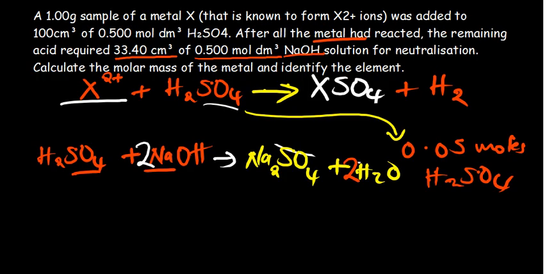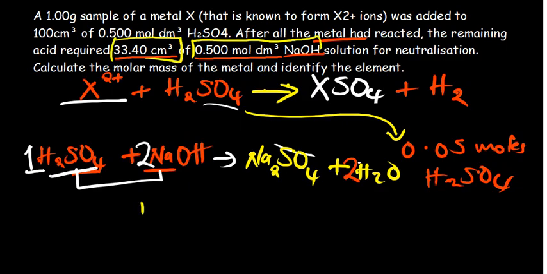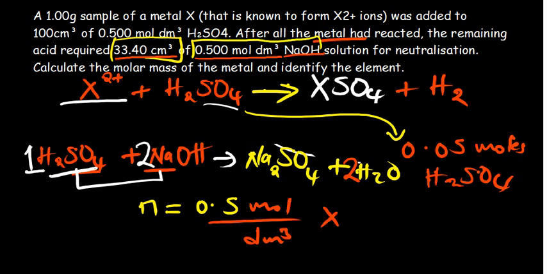The main important aspect was observing the mole ratios between the acid and the sodium hydroxide. Now we've been given information about the sodium hydroxide: its concentration and its volume. So I want to find the number of moles. The number of moles of sodium hydroxide is equal to 0.5 moles per decimeter cubed, multiplying against the volume, which is divided by 1,000 so that we have our volume in decimeter cubed, which is equivalent to liters, right?